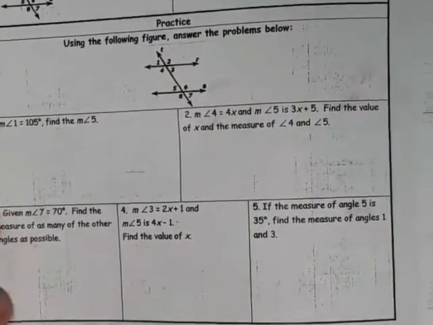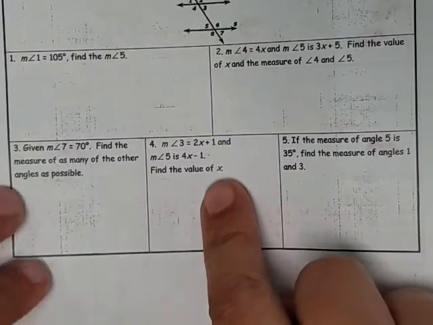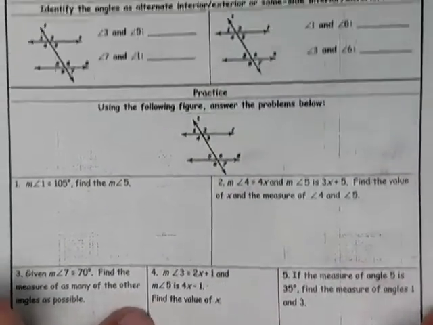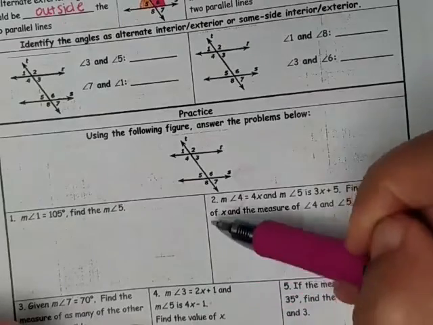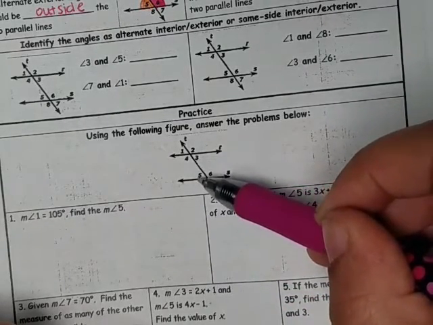Some of these get a little bit more challenging. For example, down here, you start using some algebra, some expressions. Let me do this one with you actually. It says angle 3 is 2x plus 1. So here's angle 3. And then angle 5 is 4x minus 1.